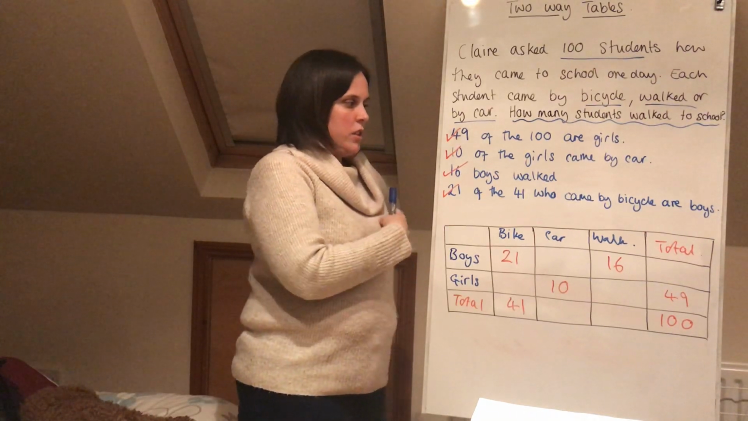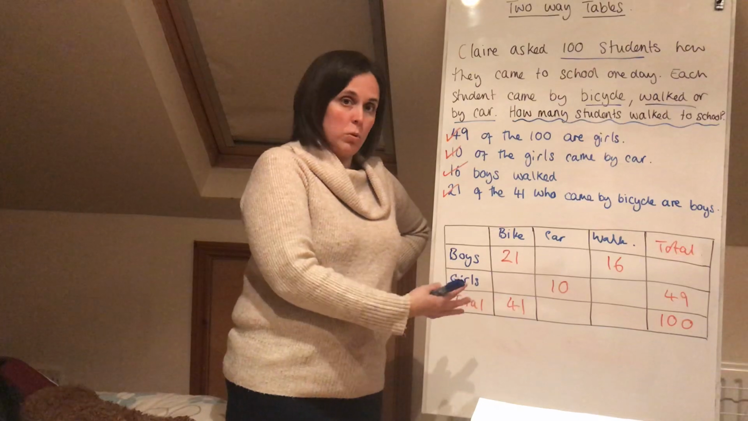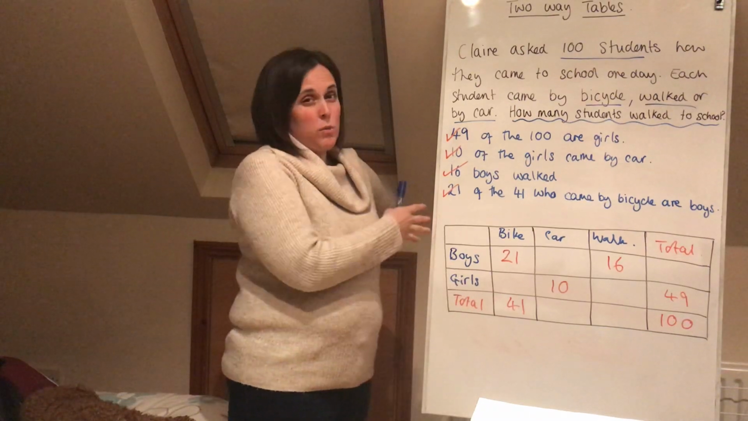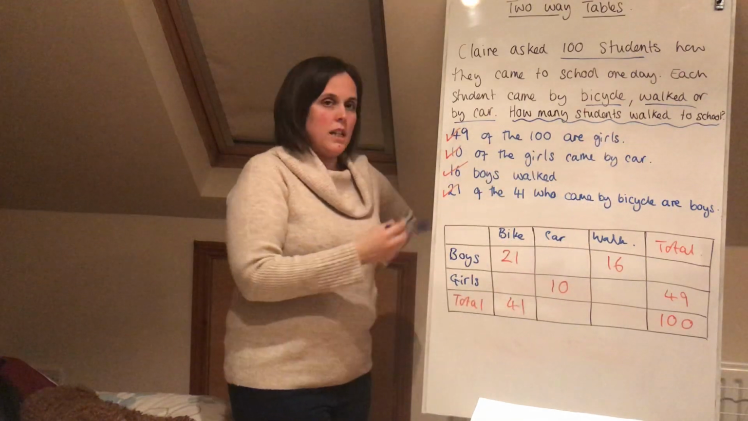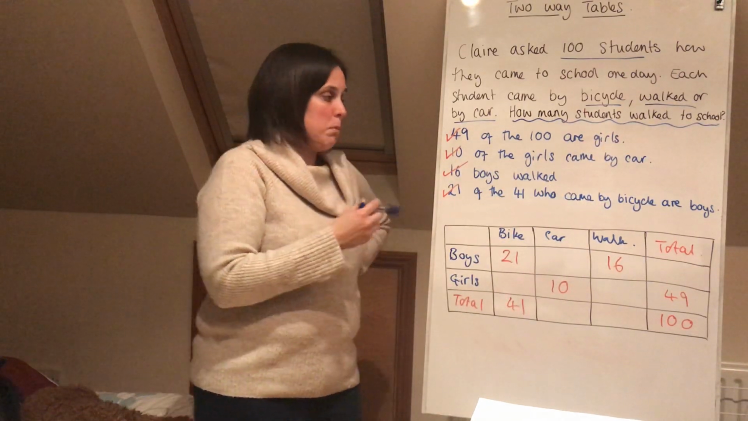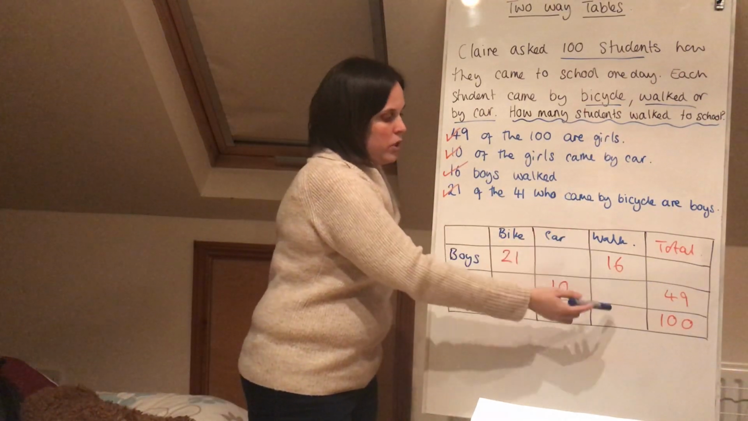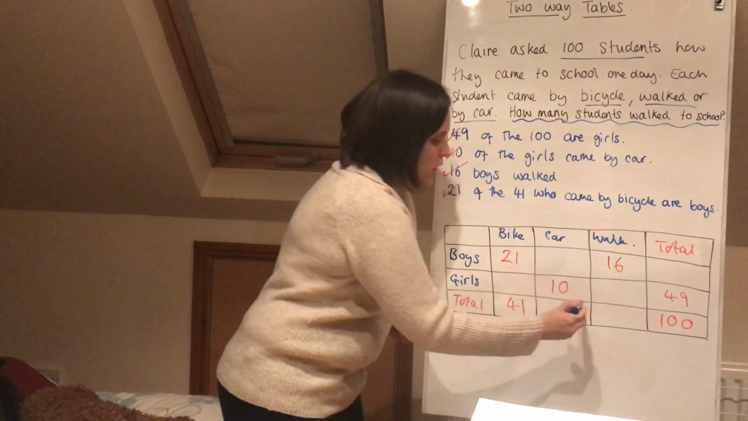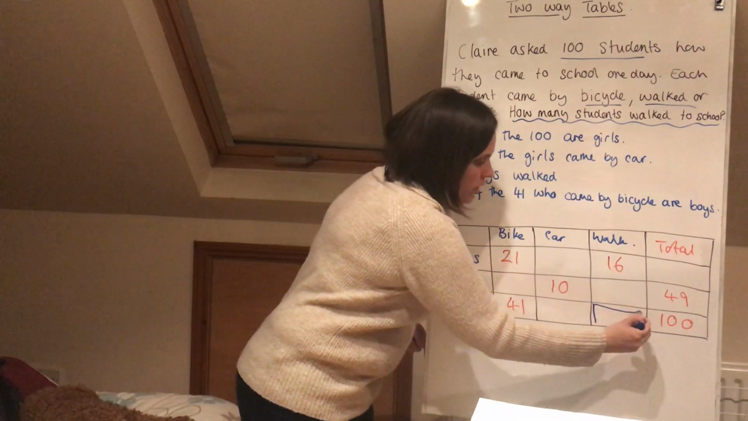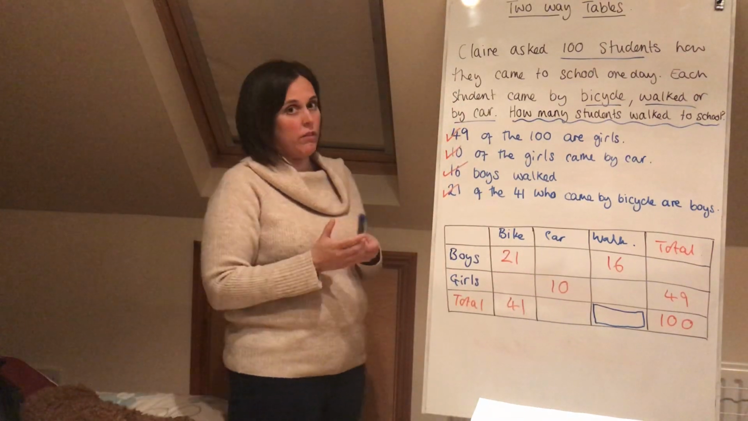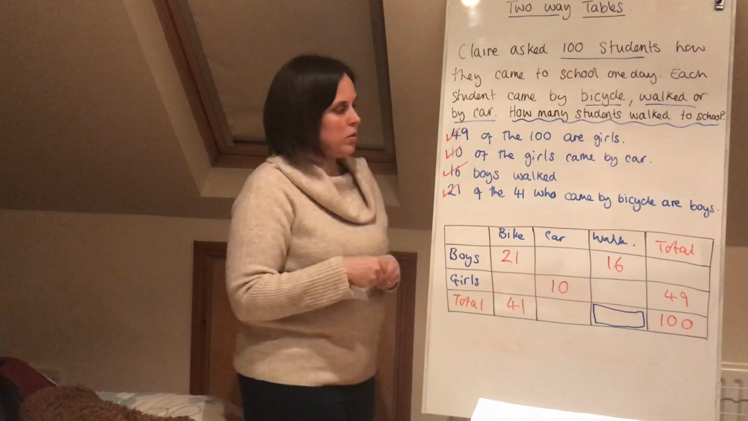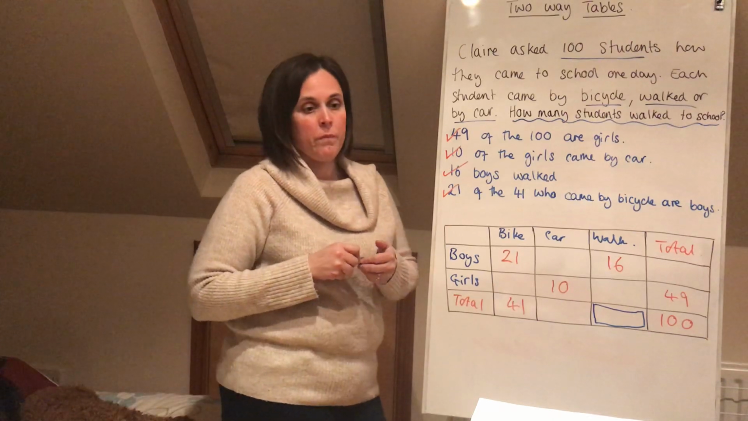I'm going to go through how to complete the whole table, but bearing in mind if this was your question, it just says how many students walked, so you don't need to complete it all. You just need to get to the point where you know the total number of students who walked. So we're looking for whatever number goes in this box here, okay? And once we've got that, we're finished, but I will complete the whole table with you, as I said before.